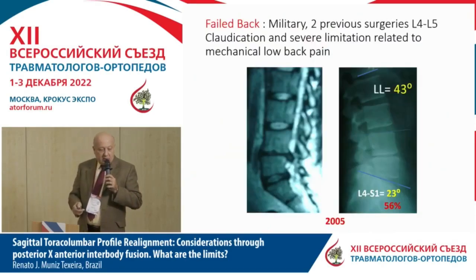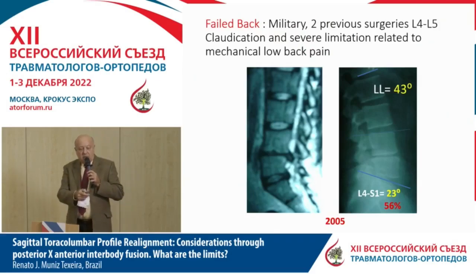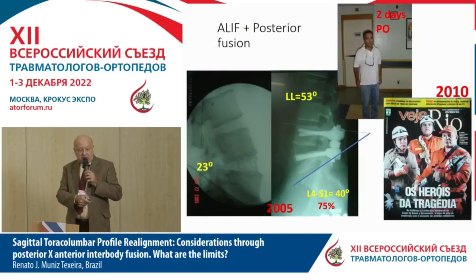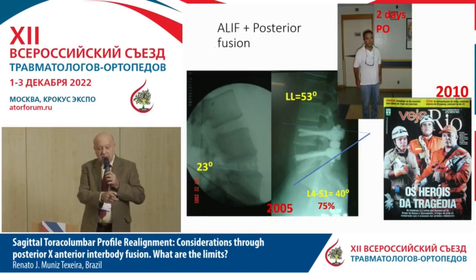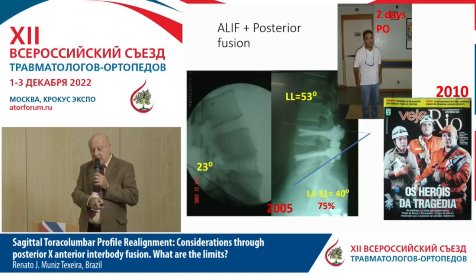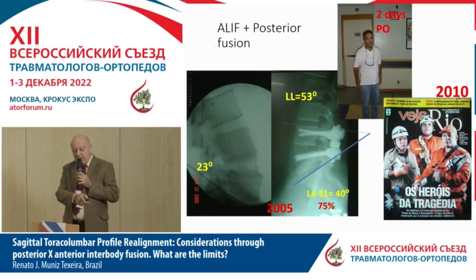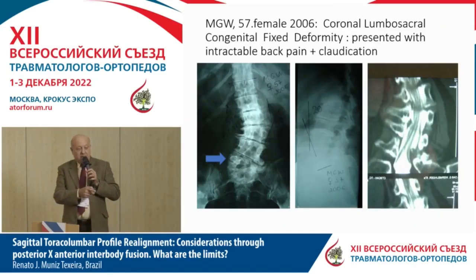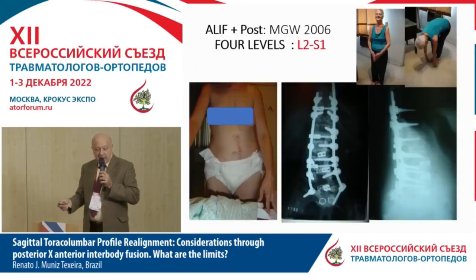Okay, wrong. So, failed back, 2 previous surgeries. You see, you can restore 23 degrees in a 1-step anterior procedure. 2 days after surgery, a few years later, is a top in the magazine, a female rescue. 57 years old, congenital fixed deformity, presenting with intractable back pain.